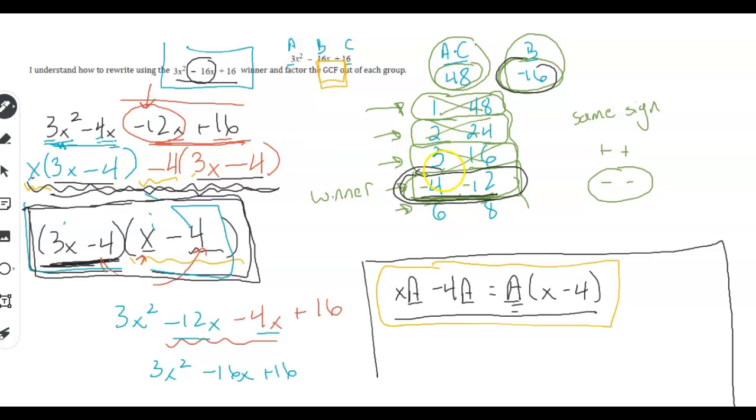If you can get the winners, and you can get to here, you can do this. You can do this.